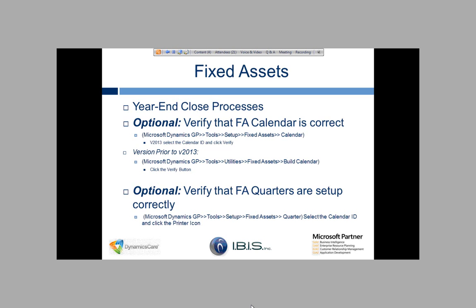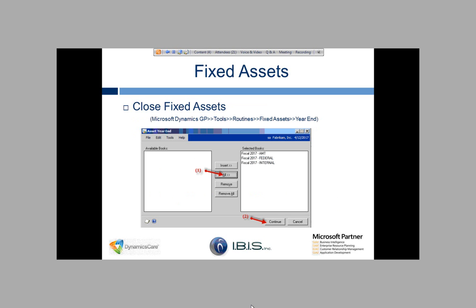Now, to close fixed assets, there is a closing window, and you get to this closing window by clicking on Microsoft Dynamics GP, Tools, Routines, Fixed Asset, and Year End. Now, you'll see on this particular window that my selected books are over on the right. When you first open this window, the available books are going to be on the left. So all I do is I highlight them by just clicking on them. And then I click on All, which puts them over in the selected books. And then I hit Continue.